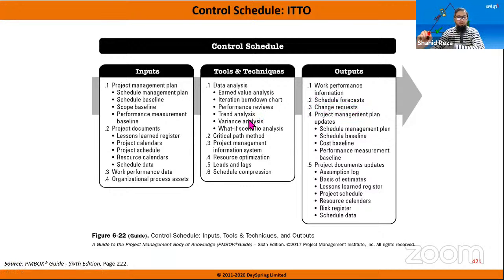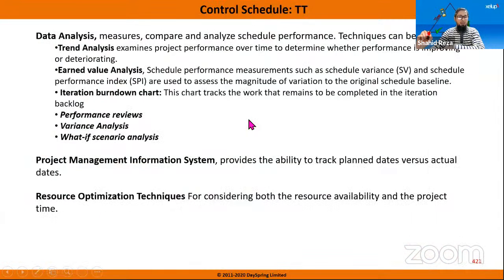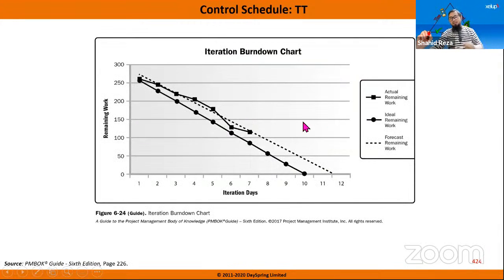Okay, one thing we will see is the iteration burn down chart in Agile: how we measure progress in Agile, how we check the progress of our project. Most projects use only one tool, the iteration burn down chart. You will get two questions from here. This is a new figure added in the PMBOK Guide edition. So let me describe this. This is a simple picture, the iteration burn down chart.